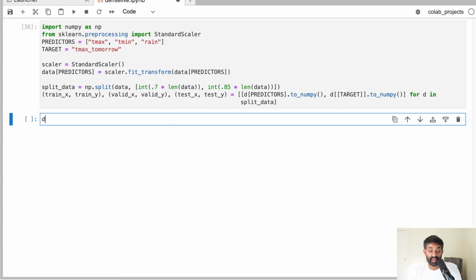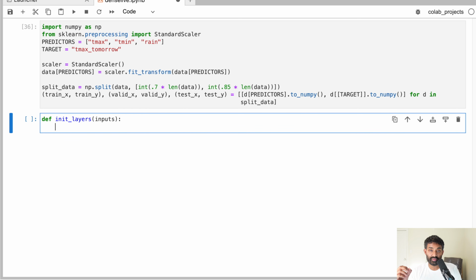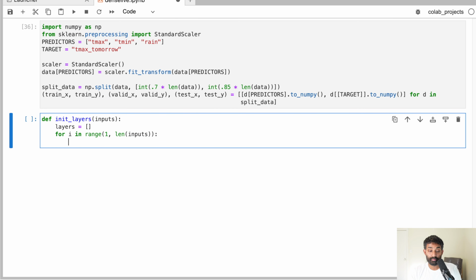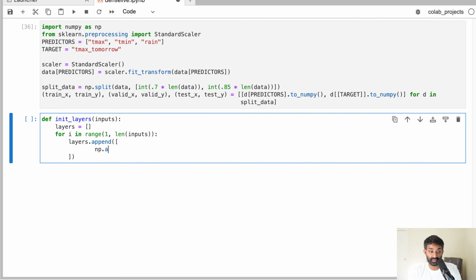So now we can actually go ahead and initialize our layers. So we're going to make it so our network can have as many layers as you want. So we're actually going to create a list called layers, and we're going to loop through the inputs to compute the weights and biases for each layer. So to the list of layers, we're going to append two NumPy arrays. We're going to append a weights array, and we're going to append a biases array.